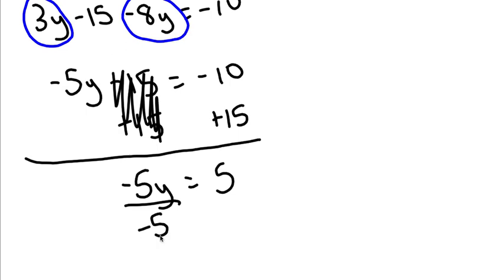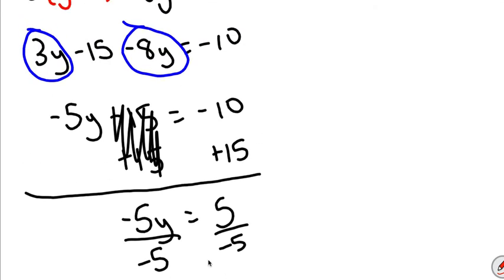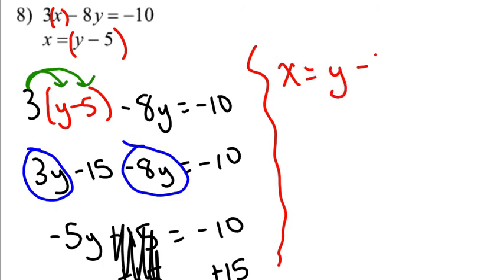Divide by negative 5 to get y by itself. Divide by negative 5. Y equals negative 1. But wait, we are not done. There's more. We need to take this and we have to plug that into the other equation. You could really plug it into any equation. You could plug it into the top one if you wanted. But you see, it's a lot easier to use this one because this is already solved for x. So once I plug this in here for y, I'm pretty much done with the problem.